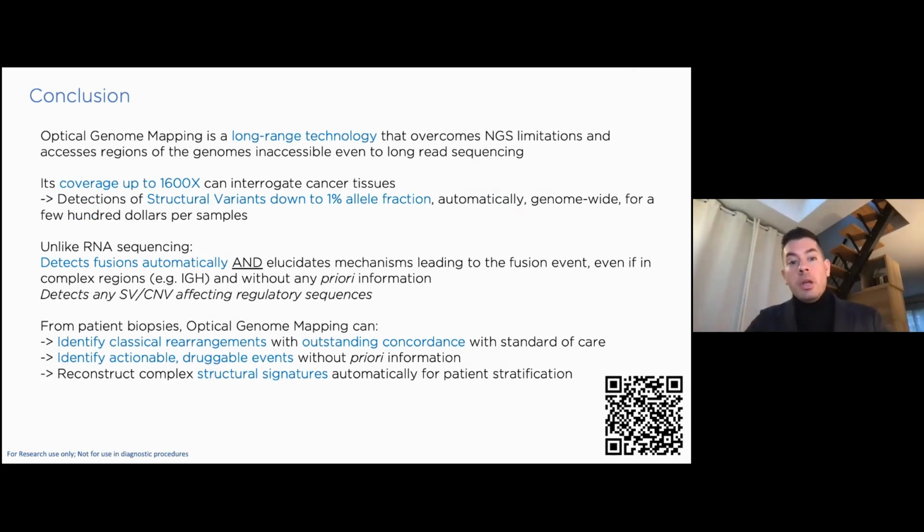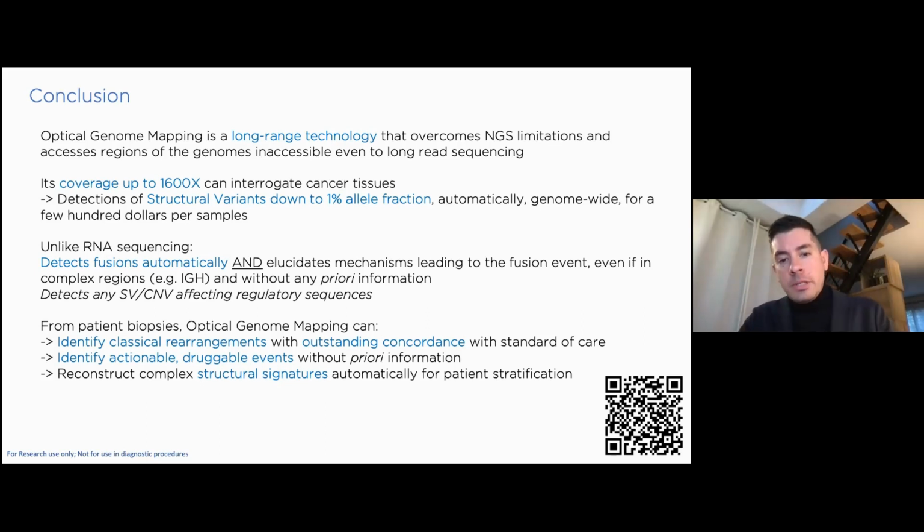So as a conclusion, optical mapping is a long-range technology that overcomes NGS limitations and accesses regions of the genome inaccessible even to long-read sequencing because of highly repetitive sequence, because these regions are flanked by segmental duplications, or because they are composed of high GC content. Its coverage, up to 1600x, can interrogate heterogeneous tissues and allow the detection of structural variants down to 1% allele fraction, automatically, genome-wide, and for just a few $100s per sample.